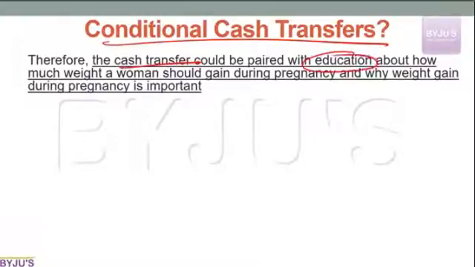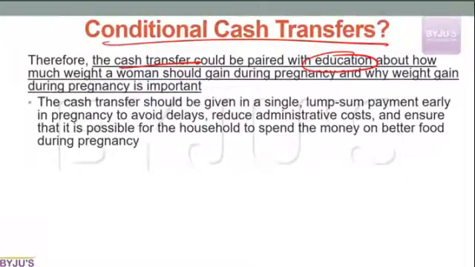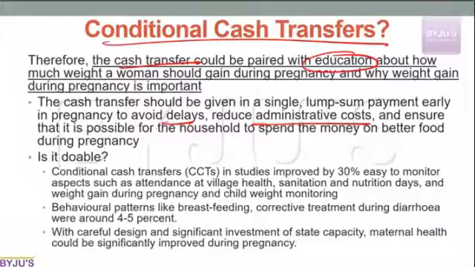Now firstly, cash transfer should be accompanied with education. The family and the woman should understand the importance of weight gain during pregnancy and the importance of breastfeeding, etc. Only then the cash transfer will be more effective. Also, it should be as early as possible without delays, without administrative cost, etc., so that it can be used properly. Now, it has been tried in some areas.